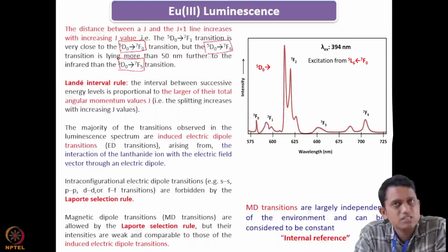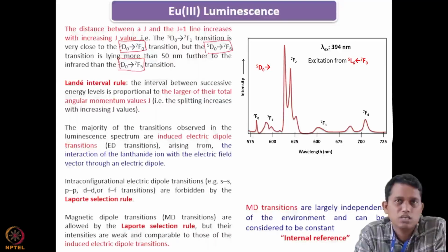And the transitions that we are getting in the luminescence are mainly known as induced electric dipole transitions, and their origin is mainly due to the interaction of the lanthanide with the electric field vector through the electric dipoles of the electromagnetic radiations. These transitions are again Laporte forbidden, so their intensity is also not very good, but still you see them because of certain intermixing of the different states. Since these are Laporte forbidden and very weak, this is called induced electric dipole transition.